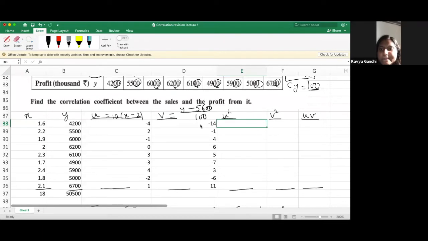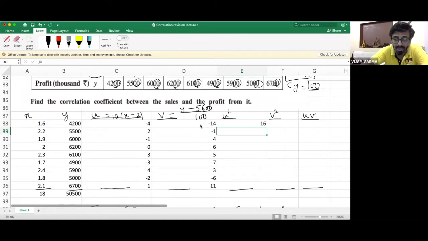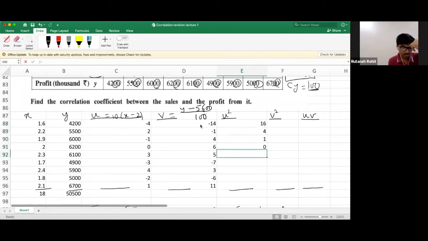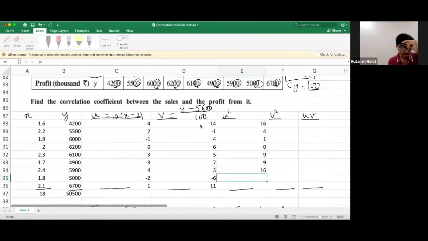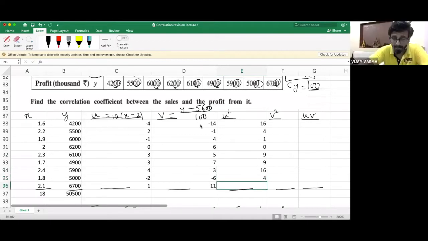Sir, 16, 4, 1, 16, 0. 4 square is 16, then 2 square is 4, then 1 square is 1, then 9, 0 square is 0, 3 square is 9, 3 square is 9, 16, 4 square is 16. Sorry, 2 square is 4 and 1 square is 1. Very good. And now mute yourself.